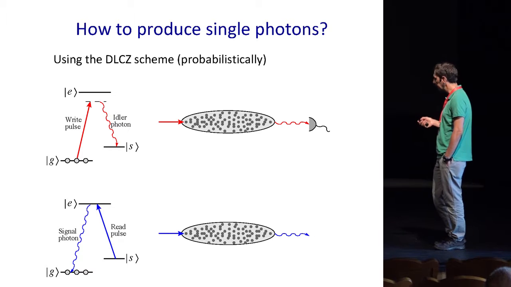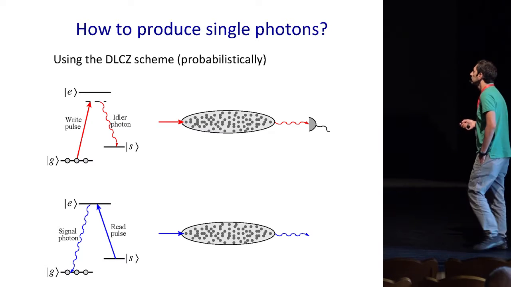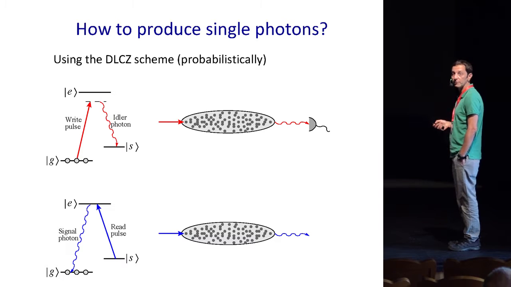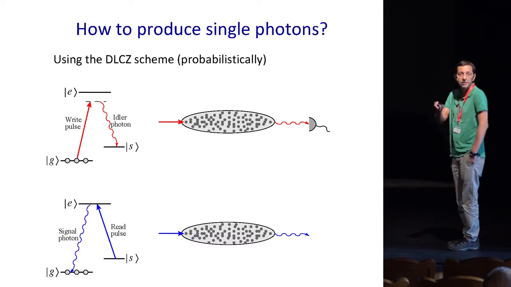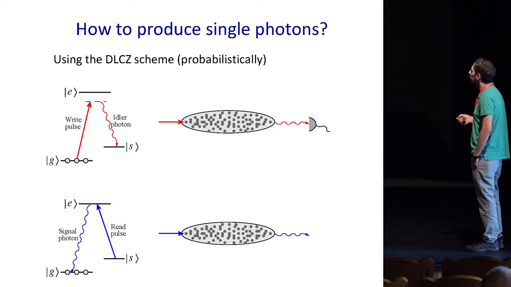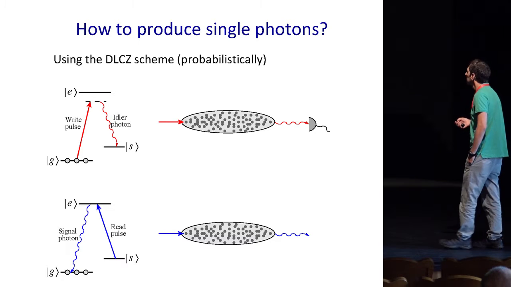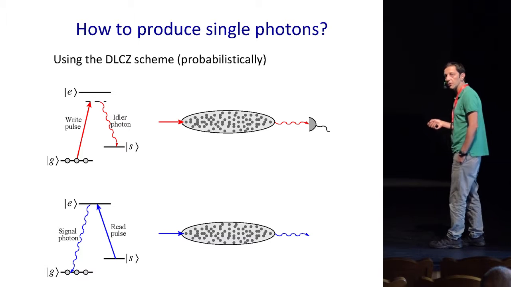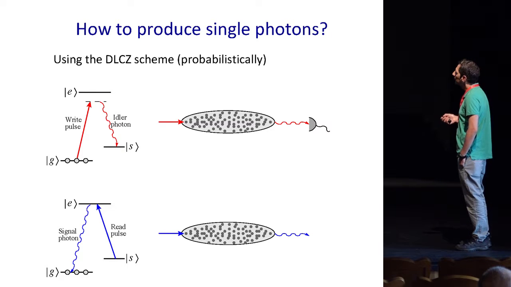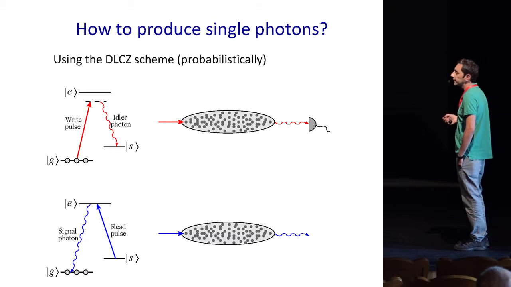The other possibility is to use the Duan-Lukin-Cirac-Zoller scheme. This is a probabilistic scheme, but it works. You already know how it works. You have a collection of atoms, now an atomic ensemble, a large atomic ensemble with large optical depth. You shine a laser onto the atoms, maybe detuned, a weak laser, and then you wait until a spontaneous Raman photon is emitted in a predefined direction.